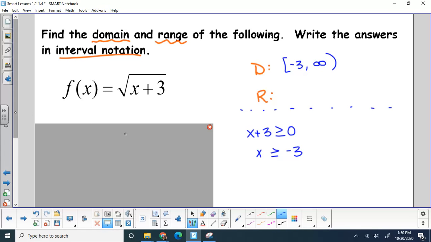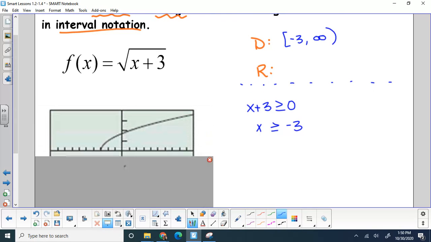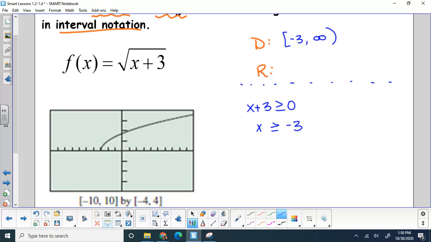I know that I need to look at the graph to determine the range. However, some of us might be able to make this connection without. Recall that a square root function kind of looks like a hill shape. It grows very gradually. Notice that this is where it's starting. That is at negative 3. So it makes sense that my x values went from negative 3 to infinity.